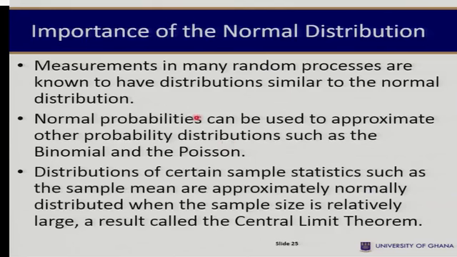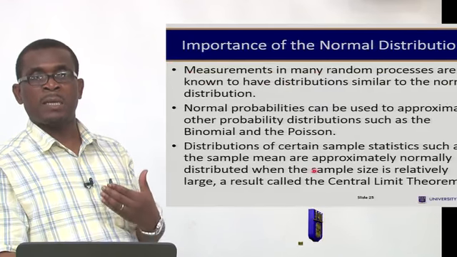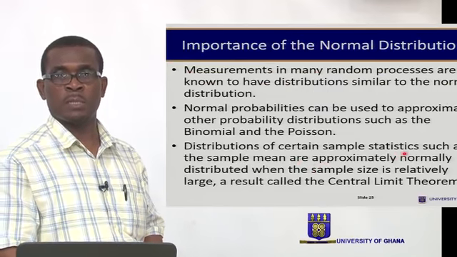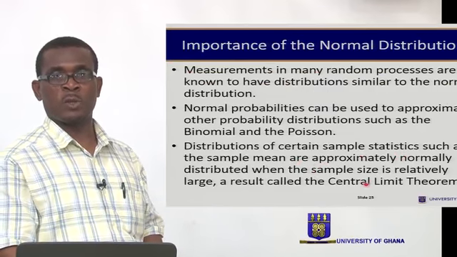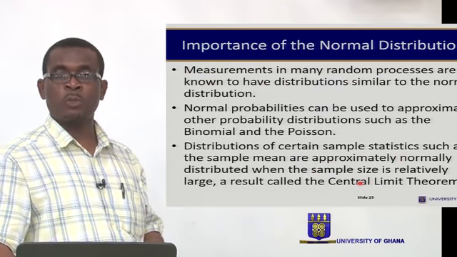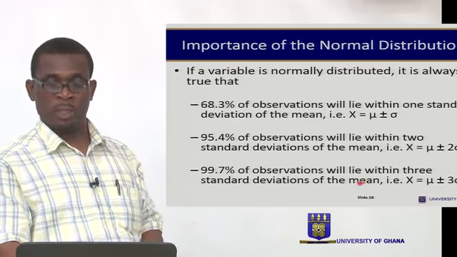And the normal distribution or probabilities can be used to approximate other probability distributions such as the binomial and the Poisson. And also the distribution of certain sample statistics such as the sample mean are approximately normally distributed. And this result is called the central limit theorem. So it allows us to do so many wonderful things that you will see shortly.